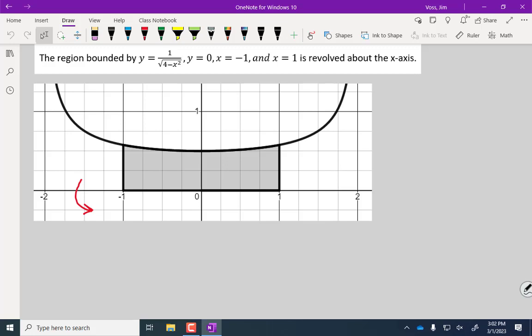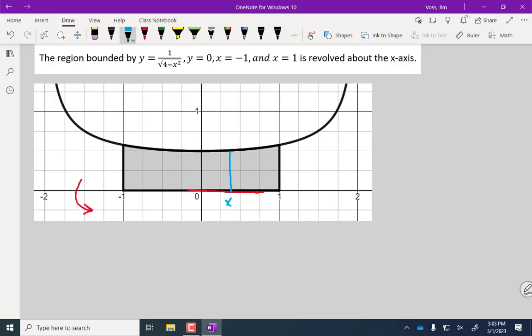And what technique should we use? Disk, washer, or shell? Disk, because this is our axis of rotation. And the natural choice for our element is vertical, because we have an upper curve right here and a lower curve there. If we try to draw a horizontal element, we'd be bonking right into that. So that would not be the optimal way to draw your element. We want to draw it as a vertical element.